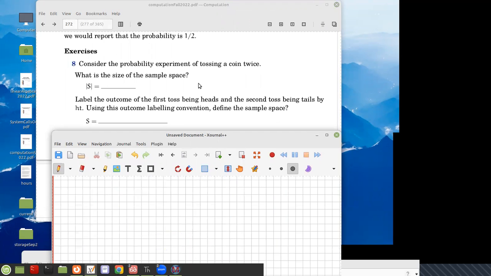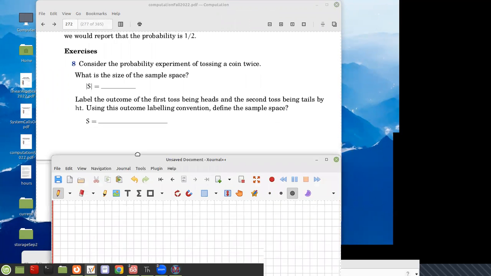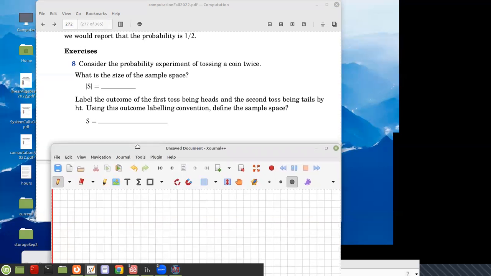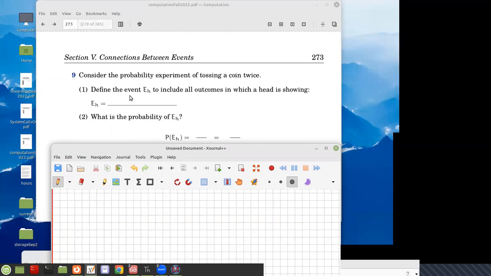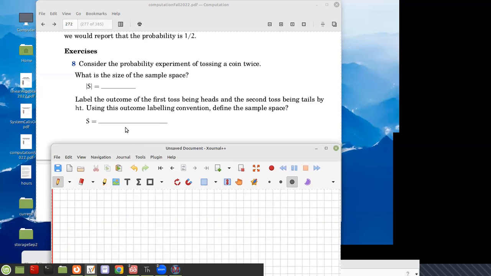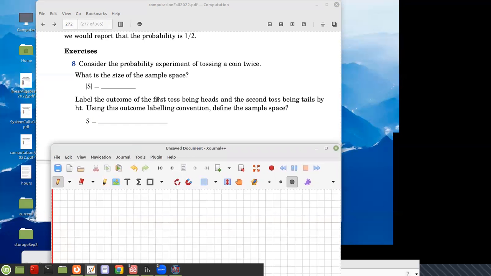Consider the probability experiment of tossing a coin twice. So you toss it first, then you toss it again. Then we're going to ask, what's the size of the sample space? Well, this actually is an earlier problem. I want to do one that is just labeling the outcomes. Okay, well, let's do these. Number 8 is preliminary to doing number 9, which is what we're going to get to.